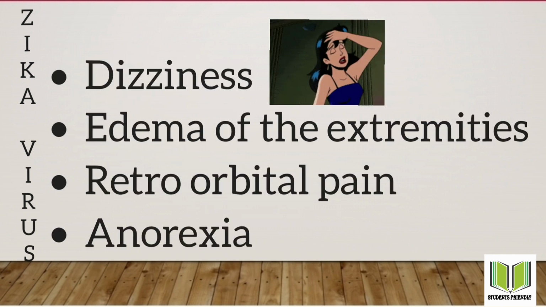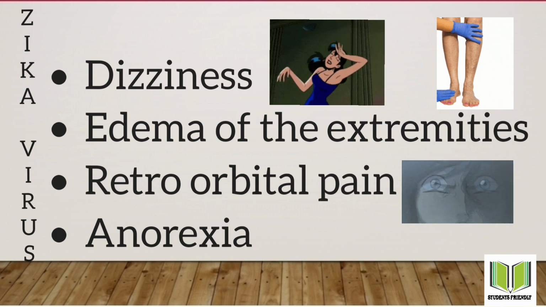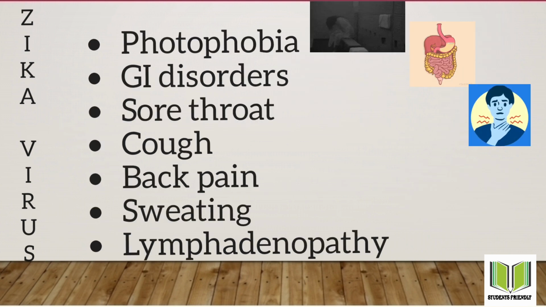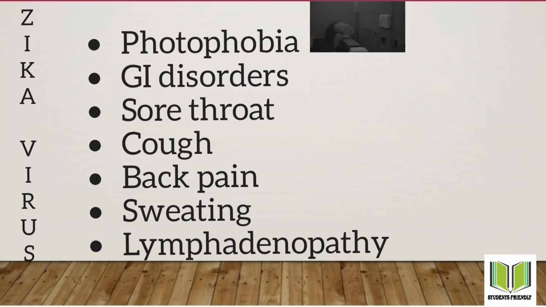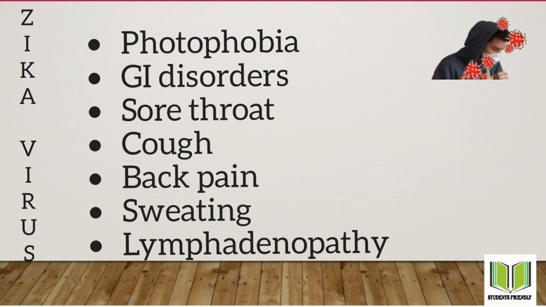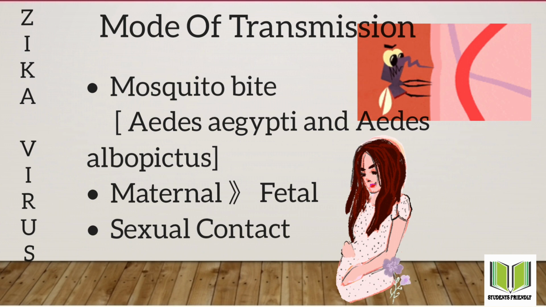The other symptoms are dizziness, edema of the extremities, retro-orbital pain, anorexia, photophobia, gastrointestinal disorders, sore throat, cough, back pain, sweating and lymphadenopathy. Mode of transmission: mosquito bite, maternal to fetal, sexual contact, blood transfusion and organ transplantation. Mosquito bite: primarily transmitted by the bite of infected Aedes aegypti and Aedes albopictus mosquitoes.